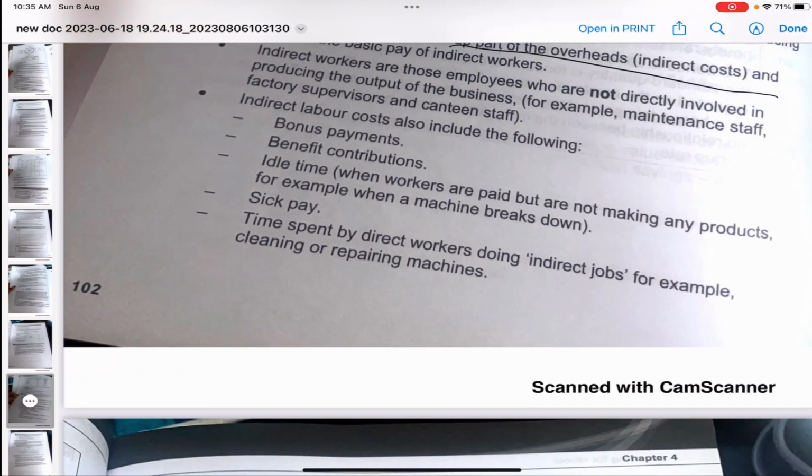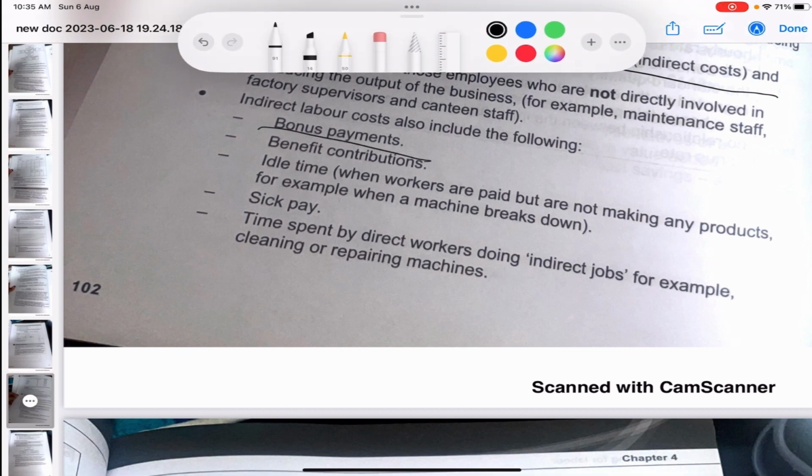Indirect labor costs also include the following: bonus payments. So bonus payments come under indirect labor costs. Benefit contributions. Benefit contributions are the provident funds and so on.